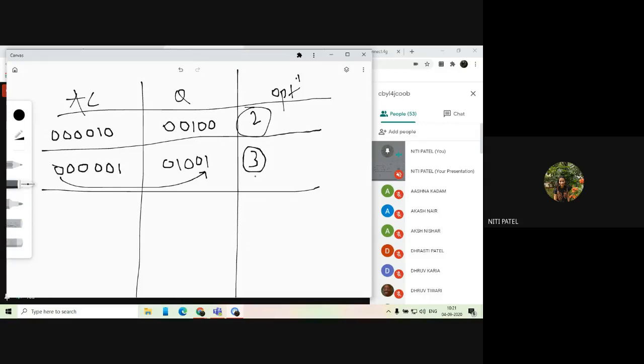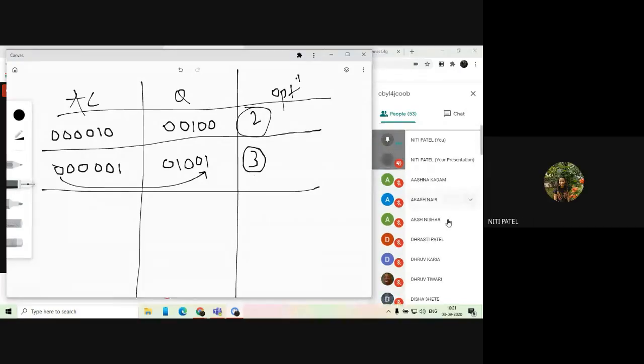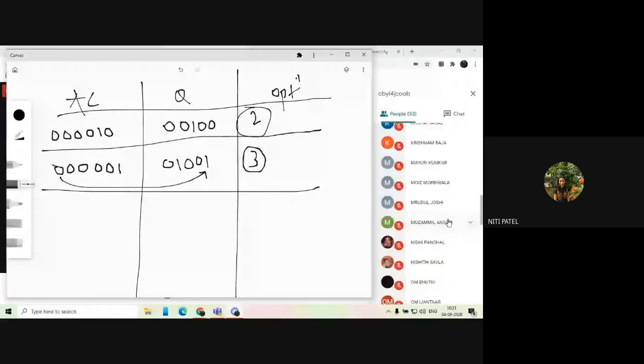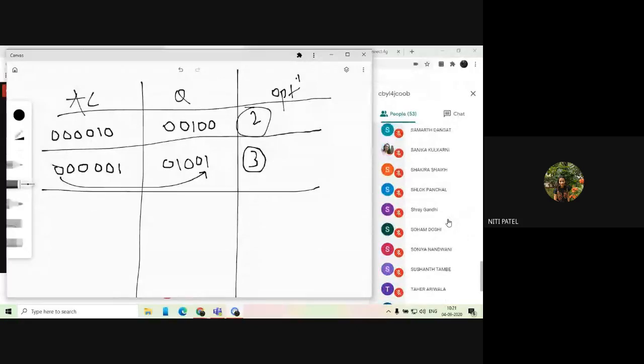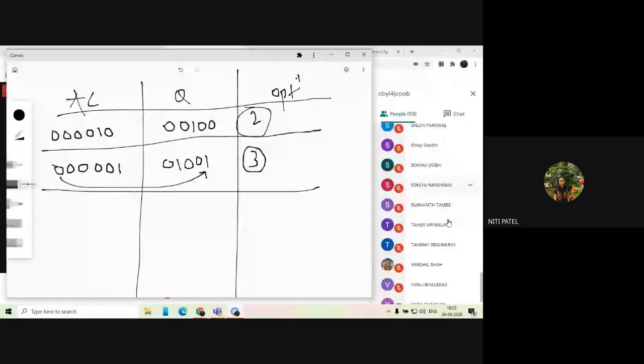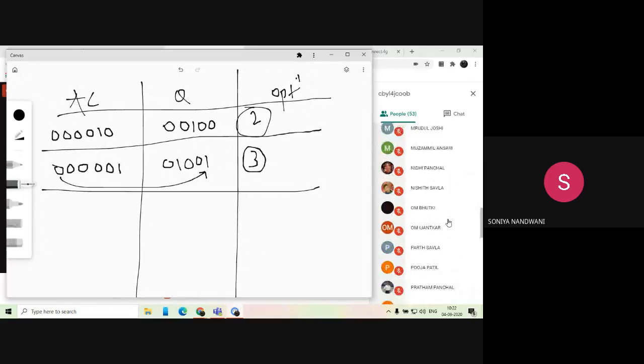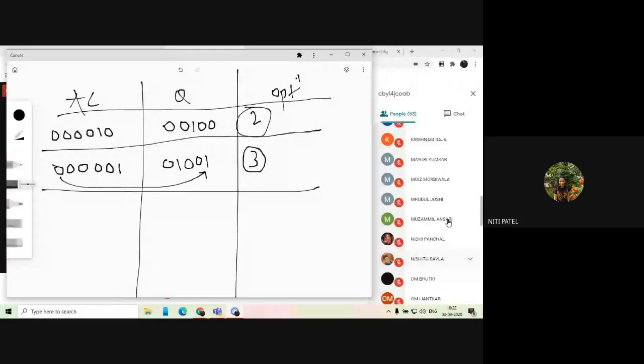Is the answer of third cycle correct? Yes, ma'am. Yes, ma'am. Okay. Girls, are you doing? Sanika? Shakira? Are you all getting? Sonia? Yes, ma'am. Yes, ma'am. Mrudul?